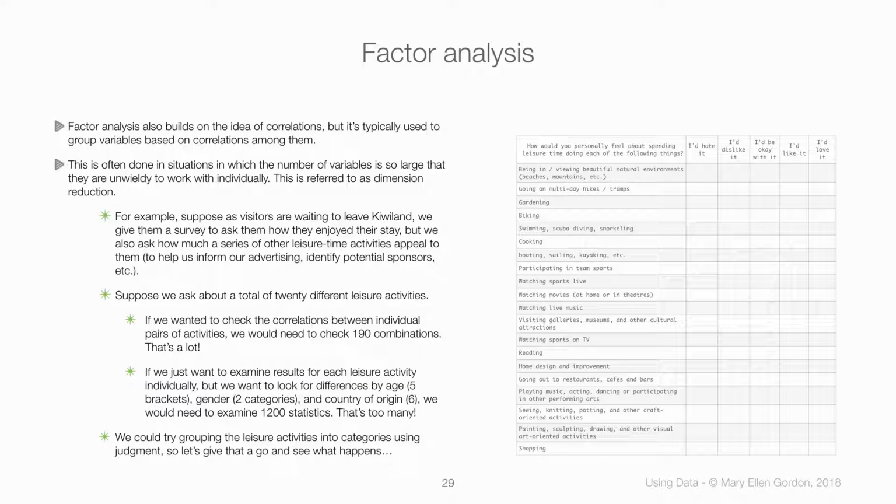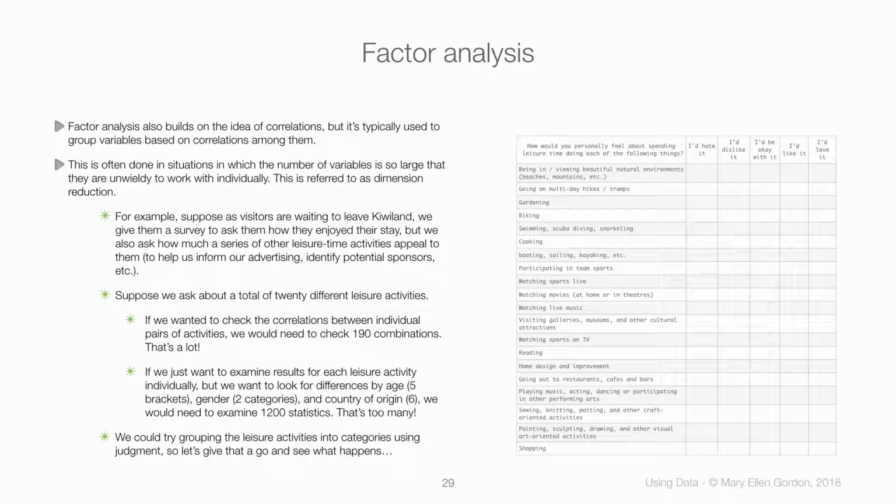Furthermore, besides looking at how people respond to the individual activities, we might want to look for differences between groups. So, for example, do younger people like different things than older people? Do men like different things than women? Do local New Zealanders like some different things than international visitors, and so on? If we wanted to look for those types of differences by five age brackets, two gender categories, and six countries of origin, we need to examine 1,200 statistics, and that's just too many.